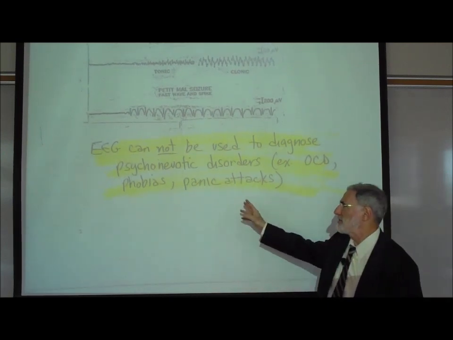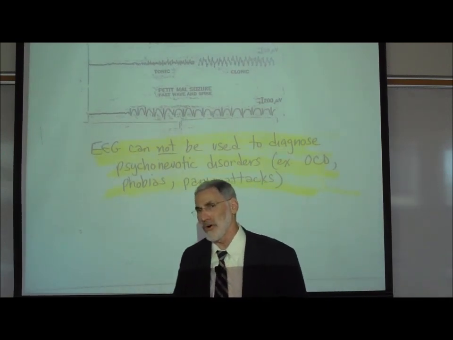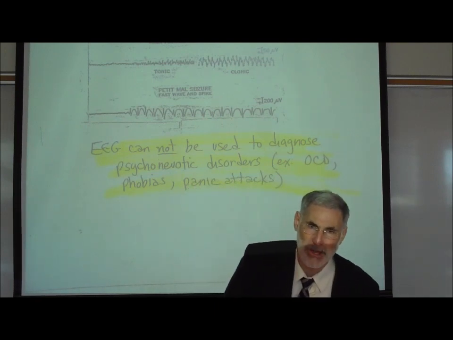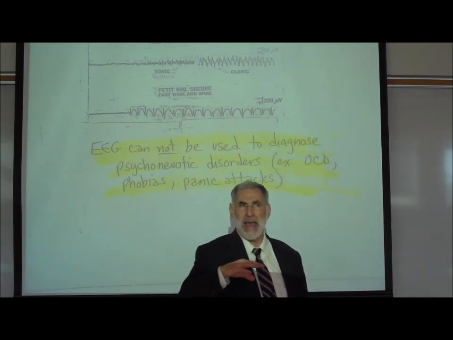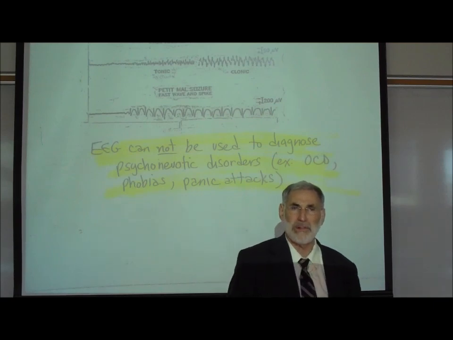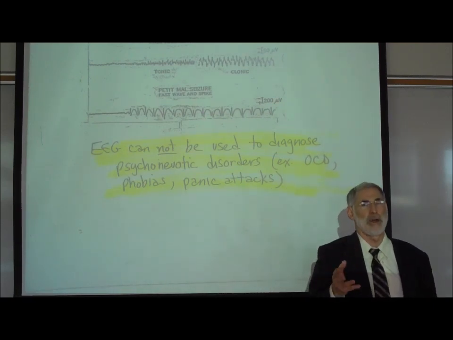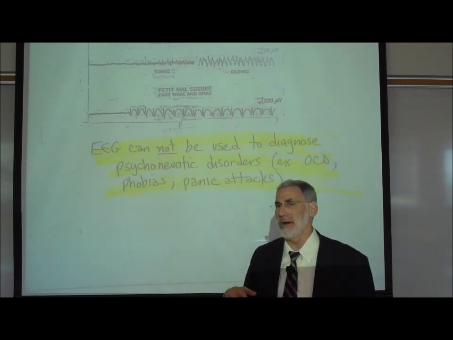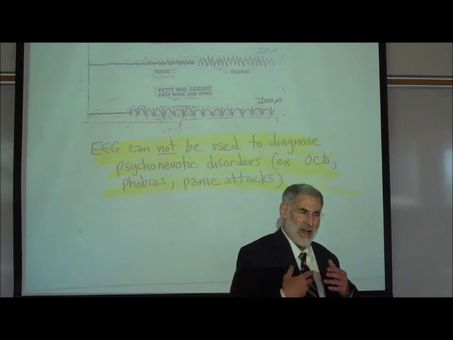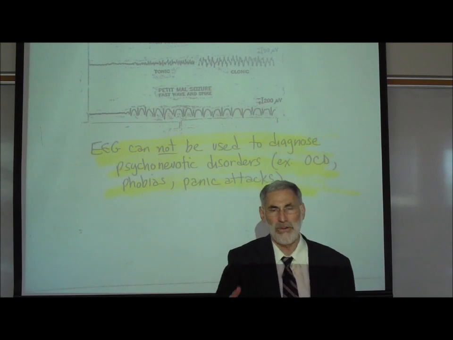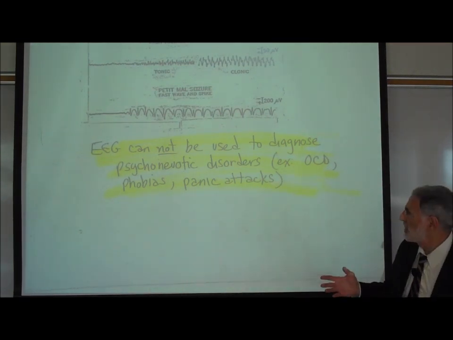Now, that doesn't mean that there's not a physiological or pathological basis to them. There may be abnormalities in neurotransmitter levels in different parts of the brain, or abnormal wiring in certain parts of the brain, but it doesn't appear or manifest itself by looking at an EEG recording.